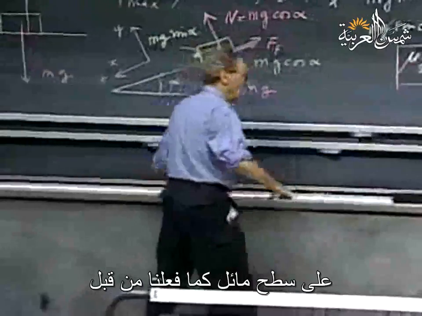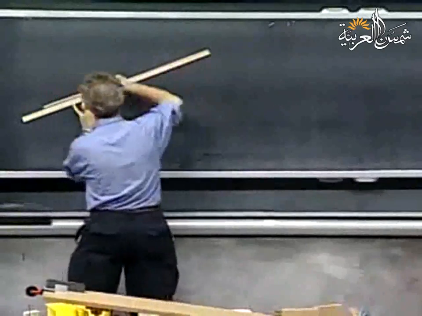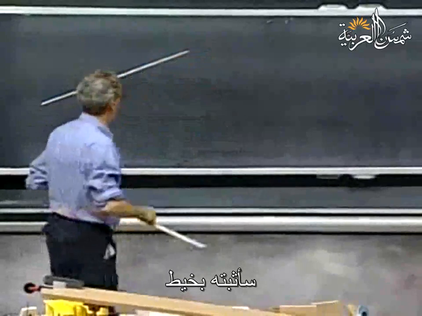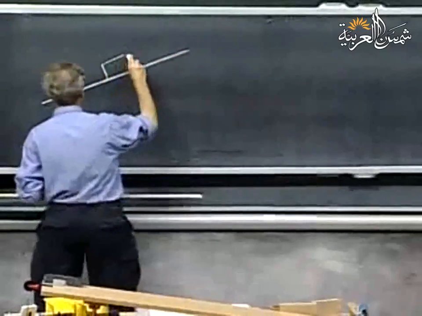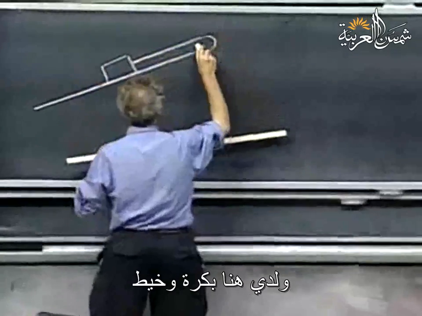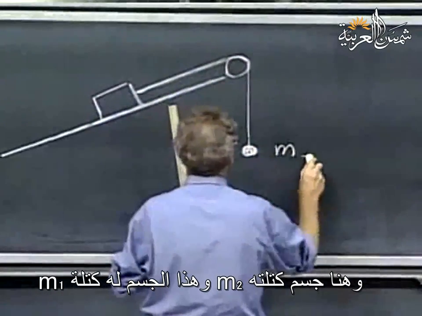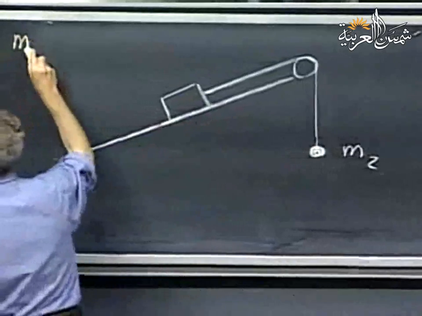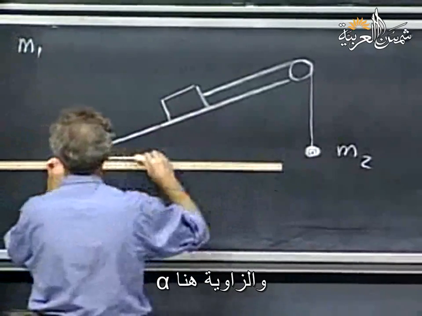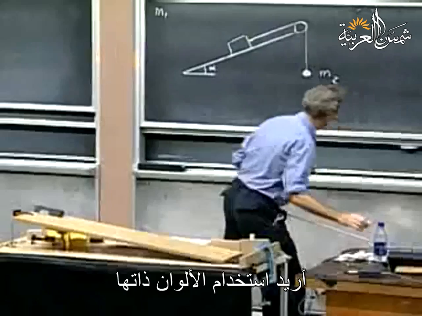I'm going to put an object now on an incline again, as we did before, and instead of having it sit on its own, I'm going to attach to it a string. So here is that object, and here is a string, and a pulley, and here a string. And here is an object of mass m2, and this object has mass m1. And the angle here, alpha. I'm looking for my green chalk. I want to use the same color convention.